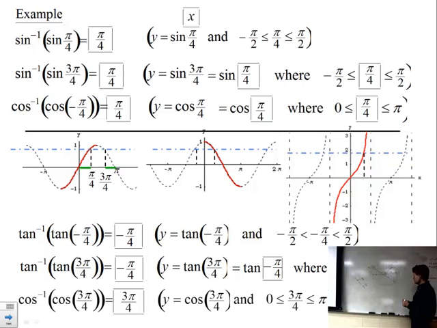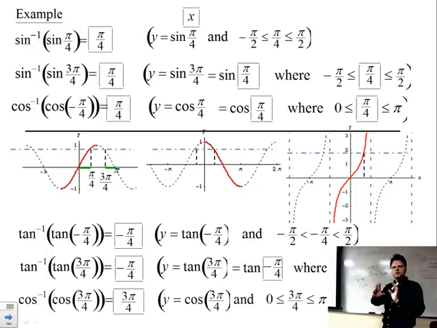And similarly for cosine, if you have, let's say, a line down here, and you take the cosine of this and then the arc cosine of that, it's going to give you this point up here reflected in the x-axis. So you can play these reflection tricks and always find out what the answer is going to be.